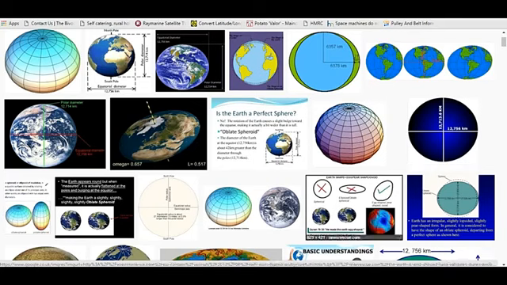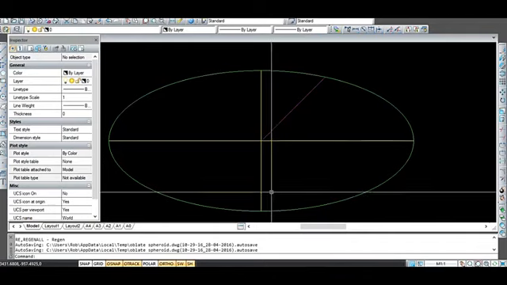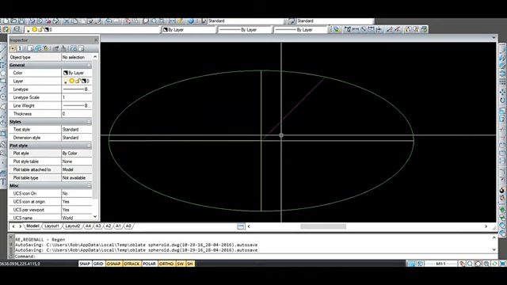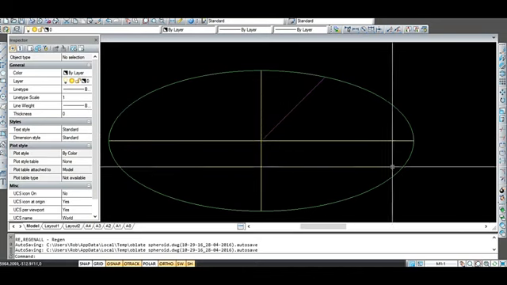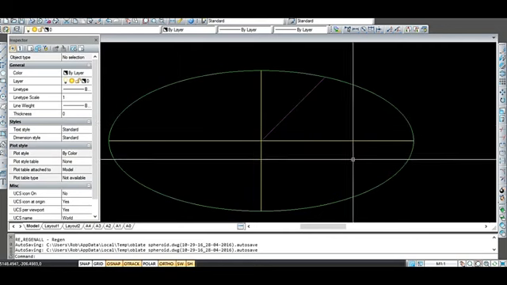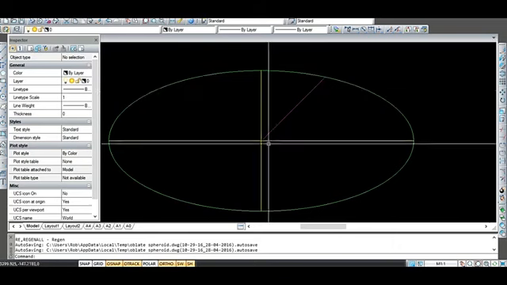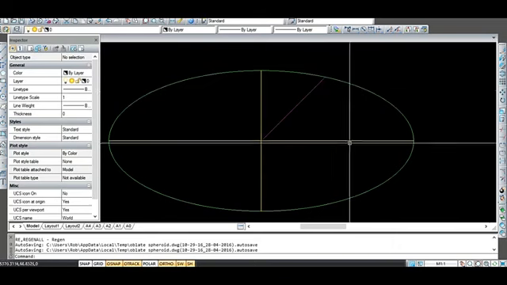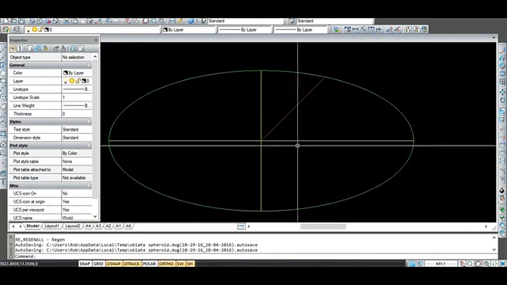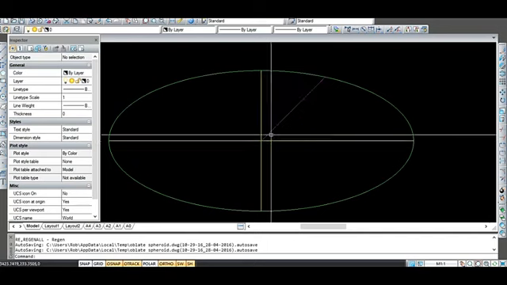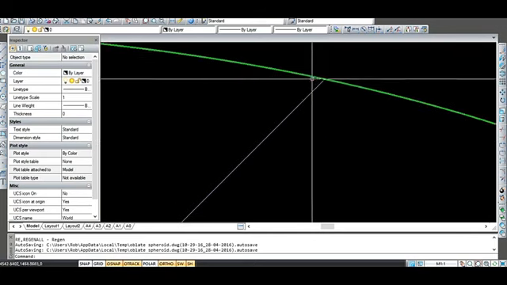So with that in mind, I decided to draw an exaggerated cross-section of an oblate spheroid, which is an ellipse, like this. This is greatly exaggerated. The polar distance is much smaller than the equatorial distance here. So I went ahead and drew a 45-degree line from the centre to the surface.